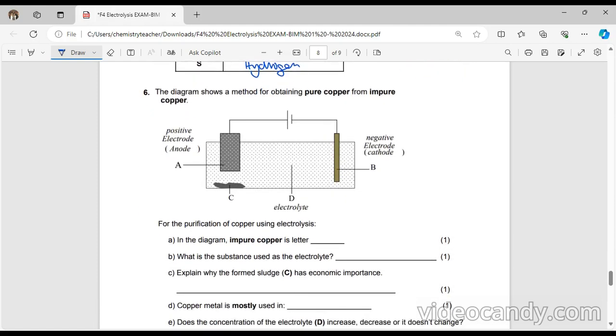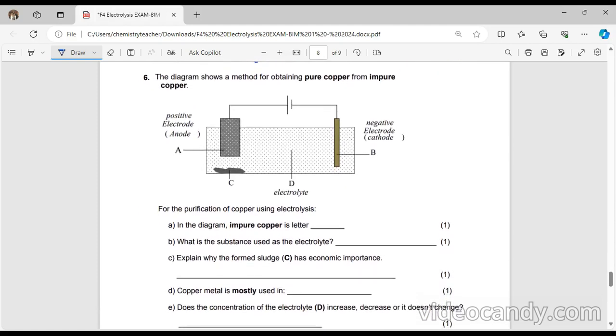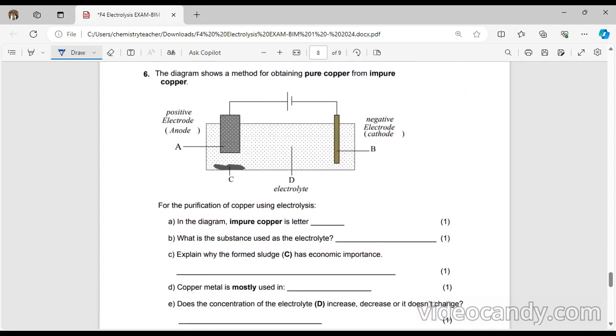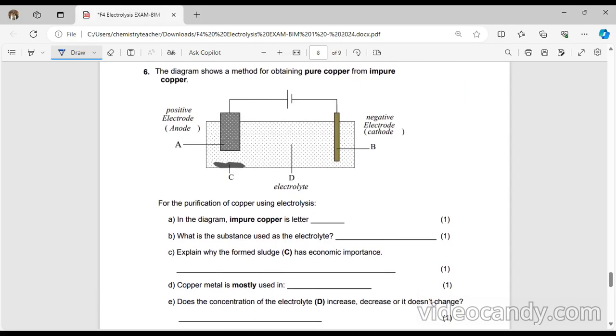On to the final question about obtaining pure copper from impure copper. On this diagram, where's the impure copper? The impure copper is attached to the anode, so that's A. What is the substance used as the electrolyte? Because we're purifying copper, it needs to be some sort of copper solution. So copper sulfate is the most common answer. You could use copper nitrate as well if you wanted to.